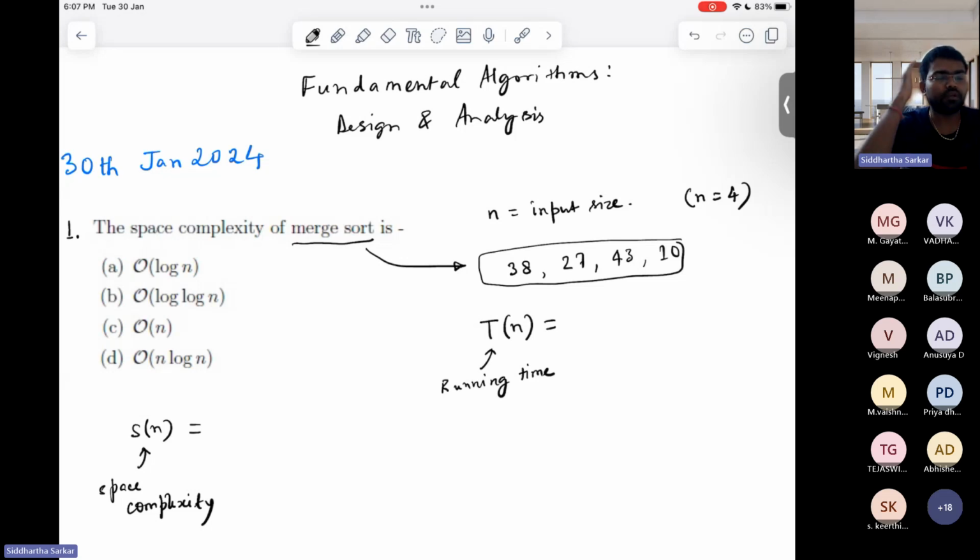So we know that in merge sort we divide the input in two parts, two equal parts. So there are two subproblems of size n by 2. So the running time is 2 times T(n/2) because we will again apply merge sort on these two subproblems of half the size. And then we will merge the solutions to these two subproblems. That will take additional time, right?